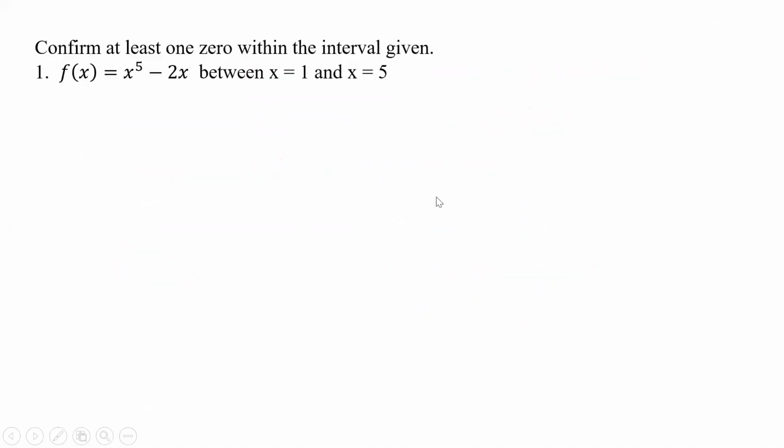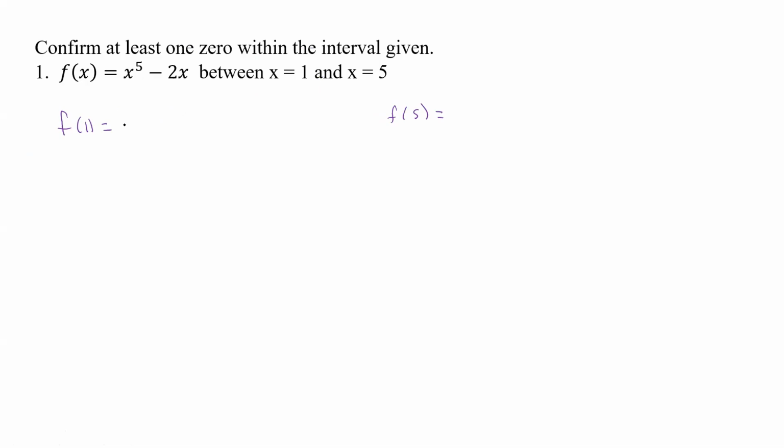All right. So now we're supposed to confirm at least 1 zero in that interval. Again, all we're going to do is plug in f of 1 and f of 5, and that's going to be our first step. If those are opposite signs, we're done. We've confirmed at least 1 zero. If not, then we have to choose some numbers in between.